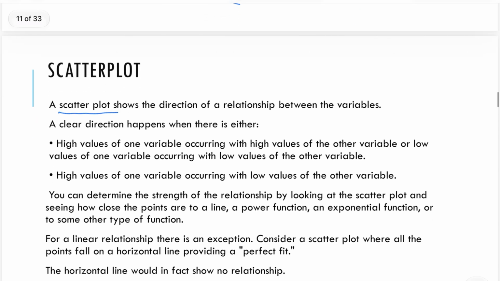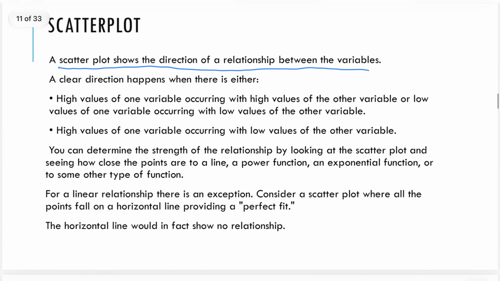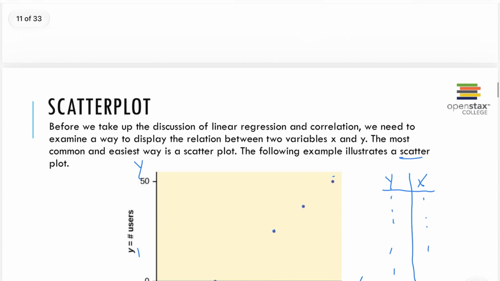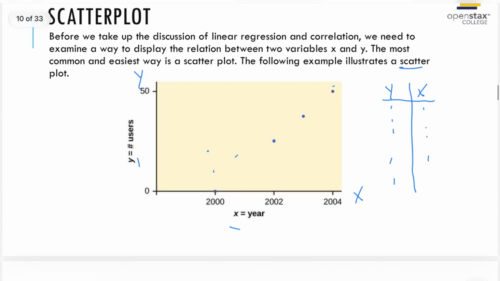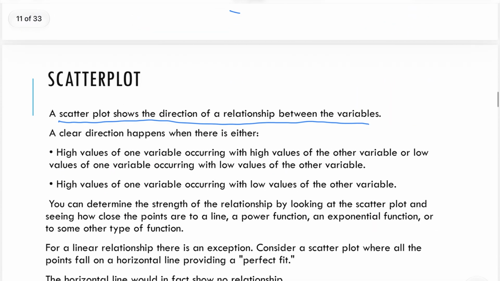It's good because a scatter plot can show us the direction of the relationship between the variables. So again, when we plot these points, it can tell us what the relationship is, and then you can come up with your line. So again, we want to see if there's a linear relationship, if it's positive, negative, or if it's horizontal. So, no relationship.